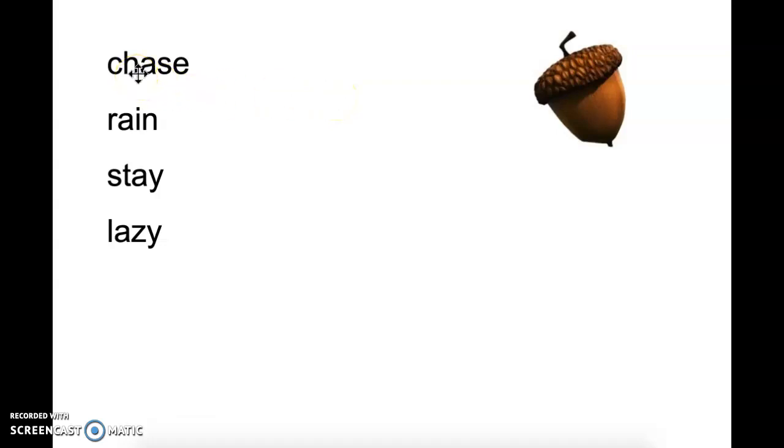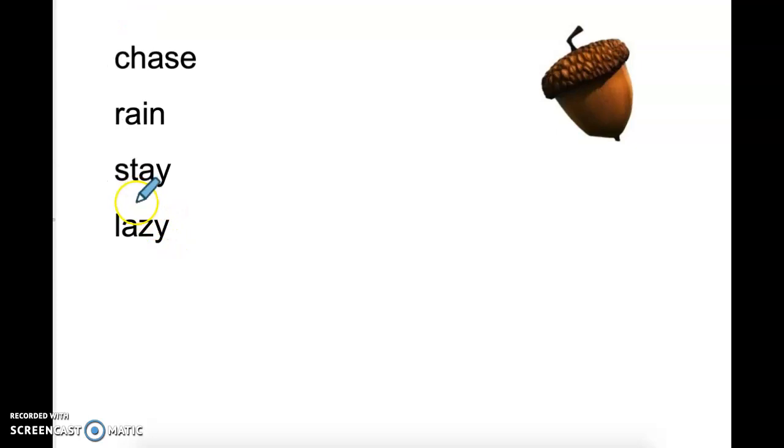pattern. So chase has long A sound because it ends in a vowel consonant E pattern. Rain has it because of the AI. Stay, AY makes the long A. And the word lazy has a long A sound spelled with an A because its first syllable is an open syllable and it ends with the A.